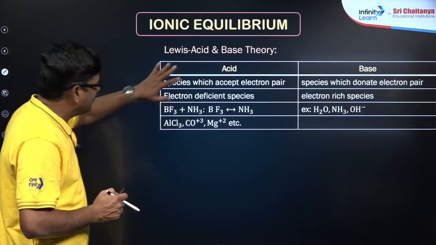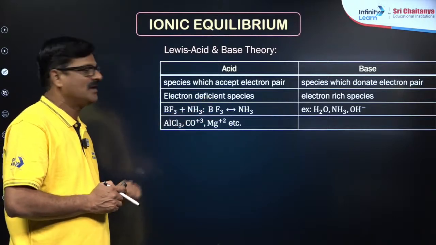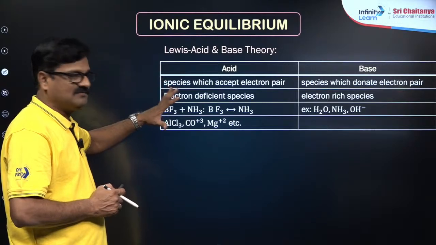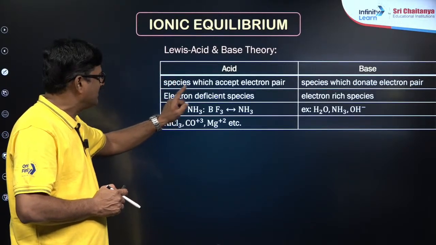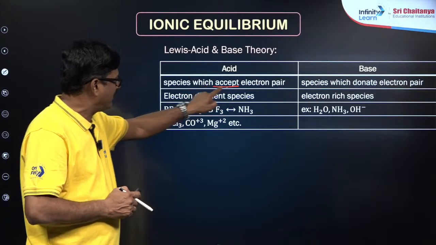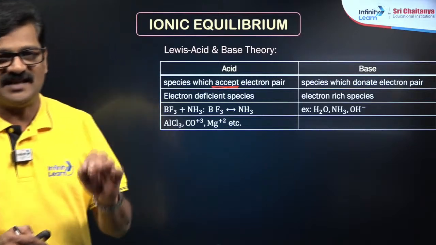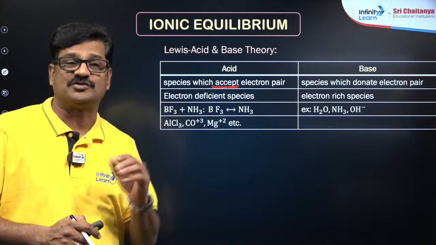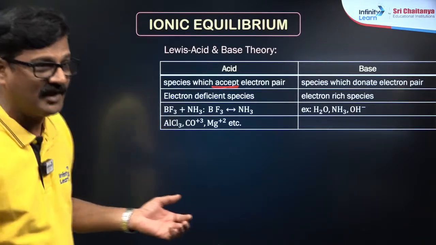So what is the kind of acids? Electron deficient species, cations, and the ones which have vacant orbitals can accept an electron. Any factor which makes it accept an electron is an acid. In the examination, you will have very good questions like which of the following is a Lewis acid, which of the following is a Lewis base.